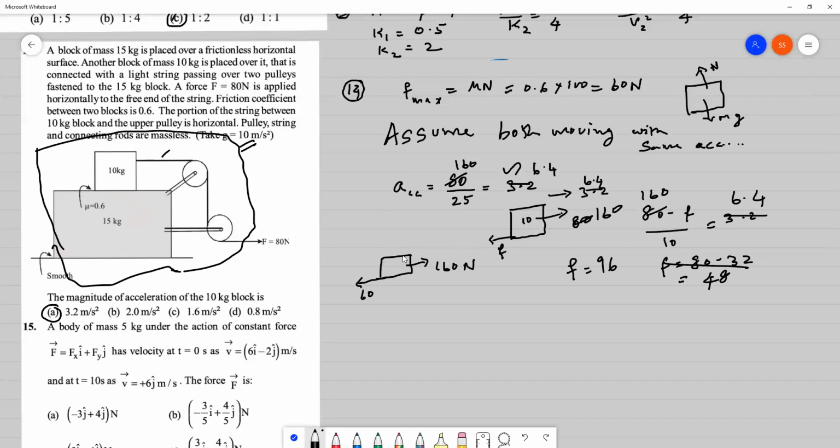So these are the two forces acting on this 10 kg mass. The acceleration of this one will be net force by 10. The applied force is 160 Newton, and the friction force acting is 60 Newton. So 160 minus 60 by 10, so 160 minus 60 is 100, which gives 10 meter per second square. Now when you consider this other block, the applied force is 80 Newton.